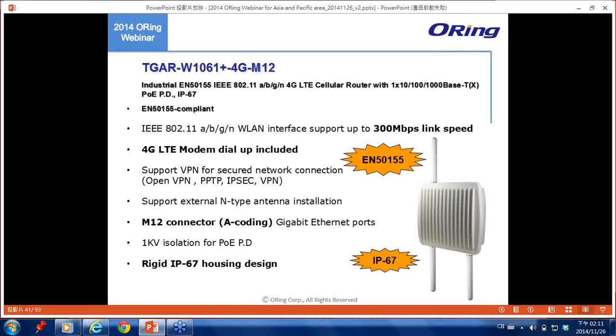TGAR W1061 4G and M12. This is a transport series access router with IP67 waterproof grade and EN50155 certification, and it has a cellular module with 4G. We also have a 3G model, which is pretty much the same as the 4G model, just with a different cellular module, and it also has one Wi-Fi module of IEEE 802.11 ABGN, with M12 connectors.